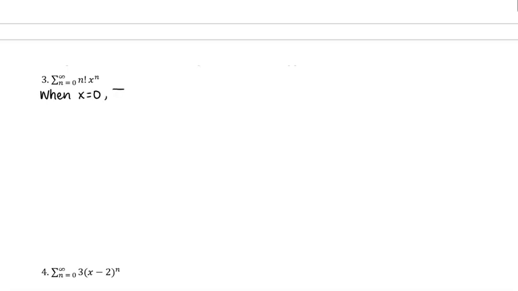When x is equal to 0, we have the sum from n is equal to 0 to infinity of n factorial 0 to the n. Let's just look at the first couple of terms of that. When n is equal to 0, we have 0 factorial 0 to the 0. When n is equal to 1, we have 1 factorial 0 to the 1. When n is equal to 2, we have 2 factorial 0 to the 2, dot, dot, dot.